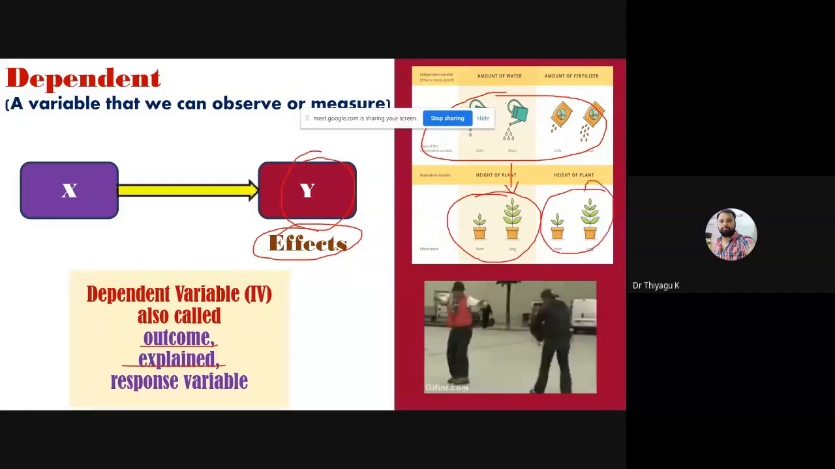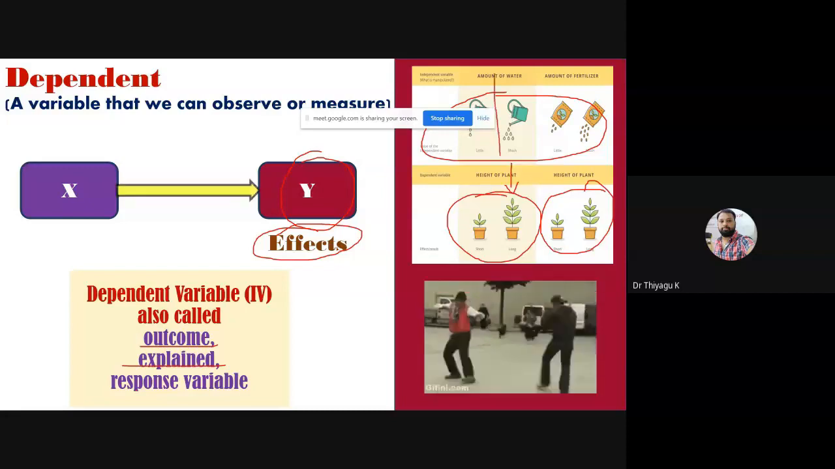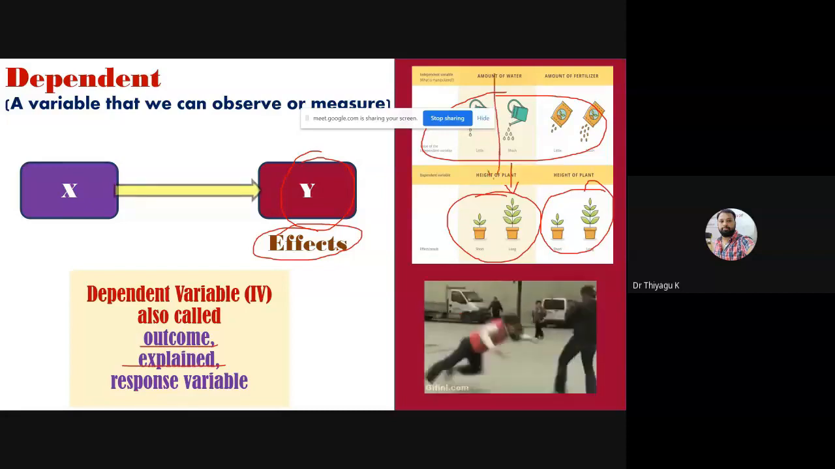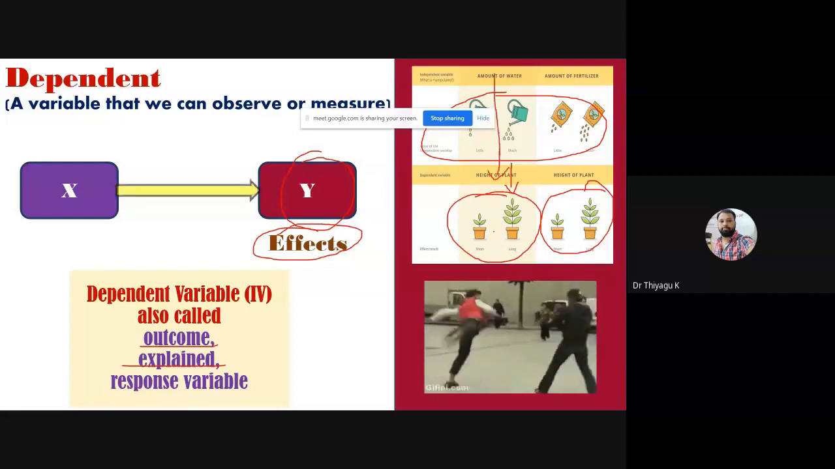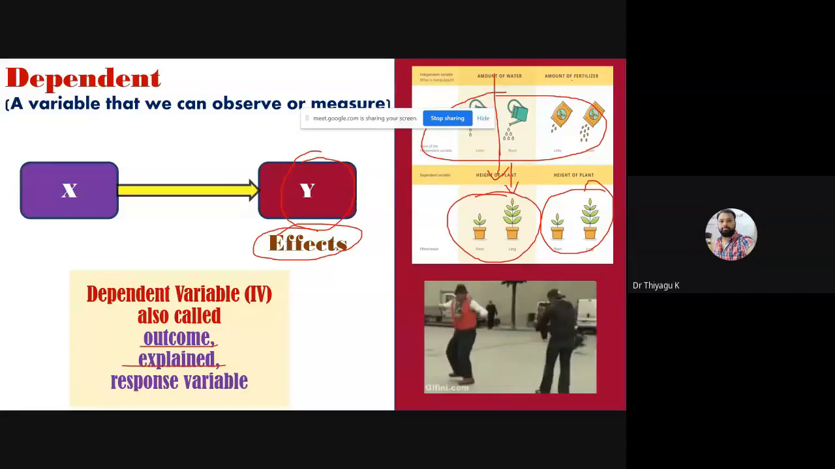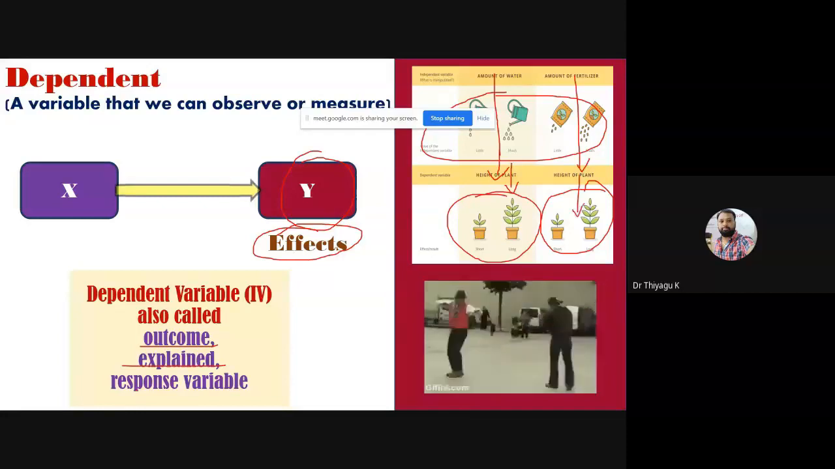In this case, the amount of water is the independent variable, and how it influences the height of the plant is the dependent variable. In the same manner, the amount of fertilizer is the independent variable, and the height of the plant is the dependent variable.